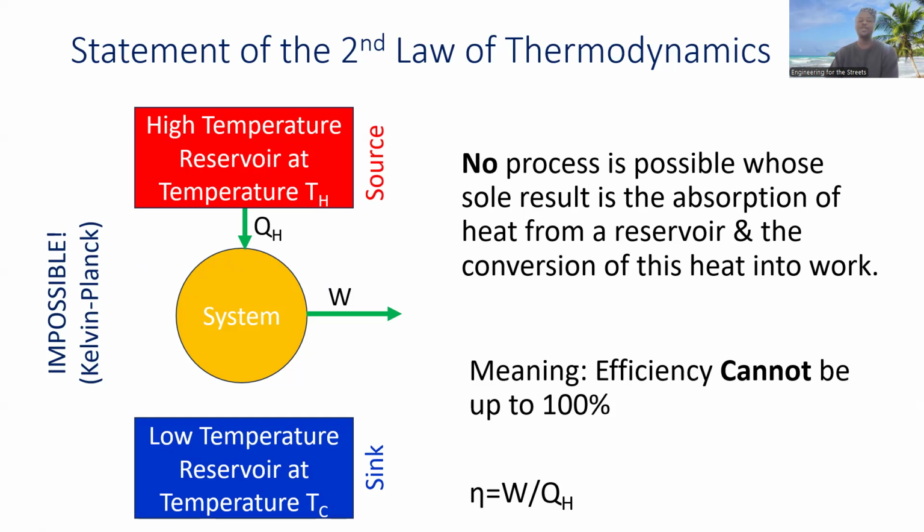There are other statements of the second law of thermodynamics, especially those relating to entropy, irreversibilities and things like that. We're going to look at them later, and we're going to show why, based on those, the efficiency of a heat engine can never be up to 100%.